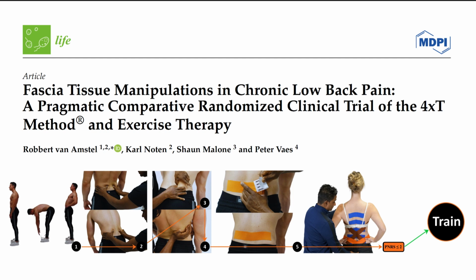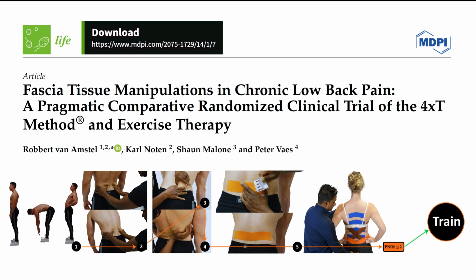Continued investigation into the application of the 4XT method is warranted. For a comprehensive understanding and more detailed insights, we encourage interested individuals to delve into the published work.